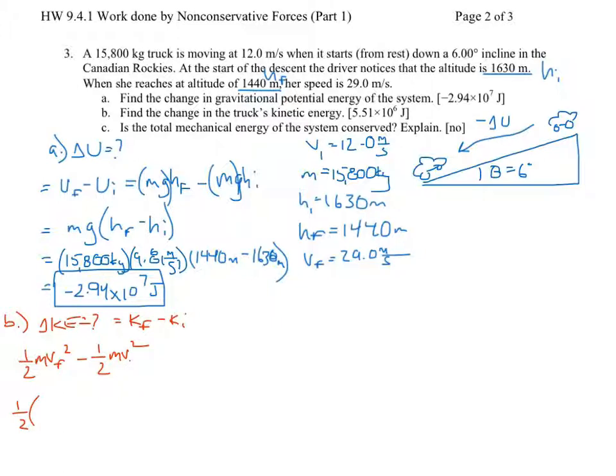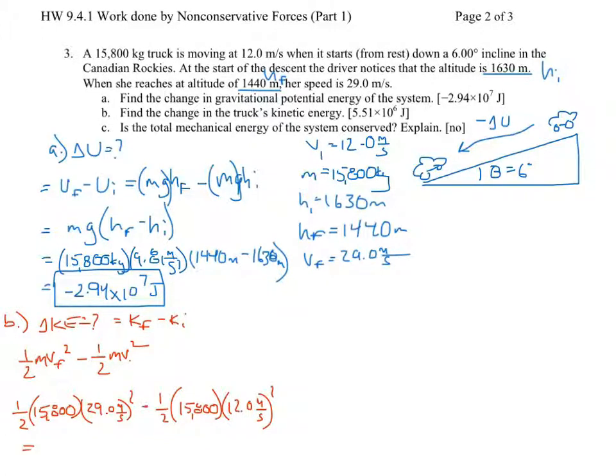What's our mass? I could take the 1/2 times the mass and put that up front too, probably, if I want, but that's all right. What's that? 15,800. I'm going to save space by not putting my units in. Times the v final. What's the final velocity? That's 29.0 meters per second. That value is squared right there, so don't forget to square that. Minus 1/2 times the mass again, 15,800 kilograms, times what's the v initial, the initial velocity? That's 12 meters per second, and that value is squared.